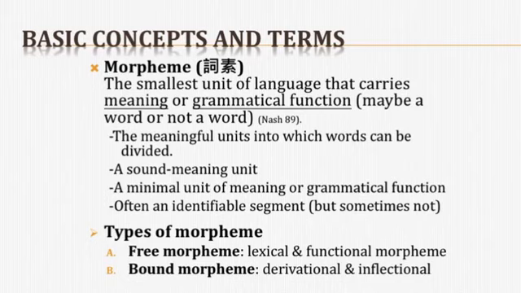Such as in the word cats, C-A-T-S. You might think that this is one word. But actually it contains not one, but two morphemes. The morpheme that contains the content, cat, C-A-T, and one that carries grammatical function, the one of plural, the plural grammatical function, S. So C-A-T-S, cats, is two morphemes.